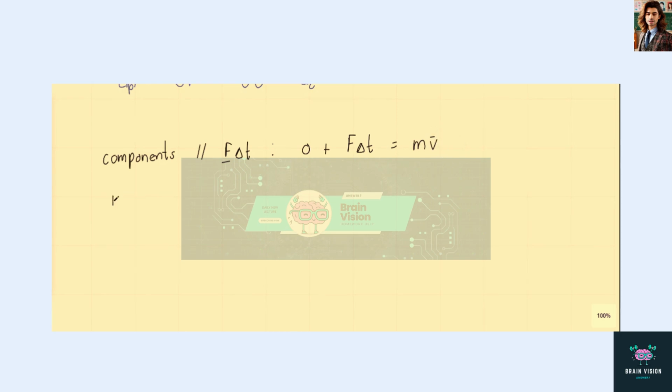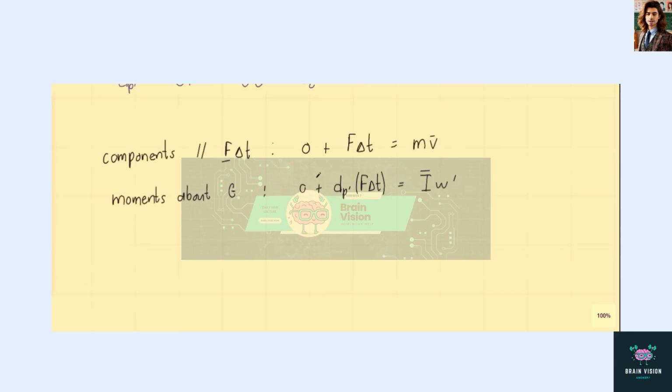Finally, we'll again do the moments about the mass center G. So we take moments about G. We get 0 plus dP prime times F delta t is equal to the centroidal moment of inertia I bar times omega prime.